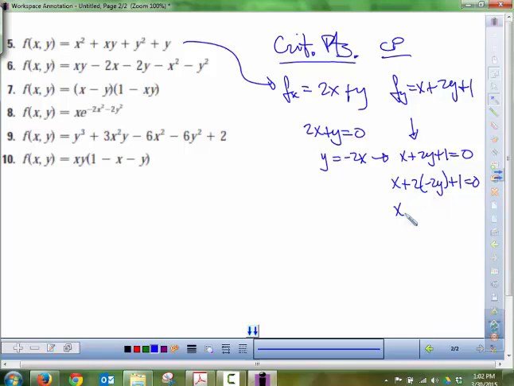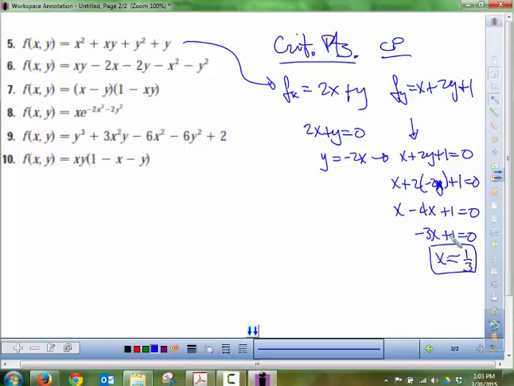I get x minus 4. Oops, this should be an x, yeah? So x minus 4x plus 1 equals 0. Negative 3x plus 1 equals 0. So x is equal to negative 1 divided by negative 3. x equals 1/3. And remember, the points that we're looking for are ordered pairs.